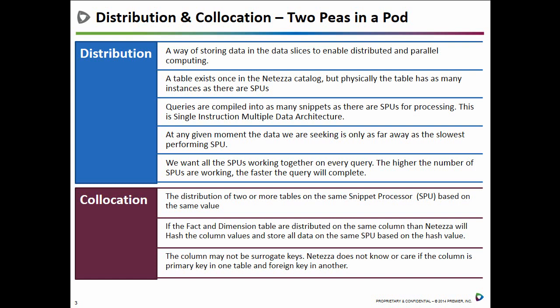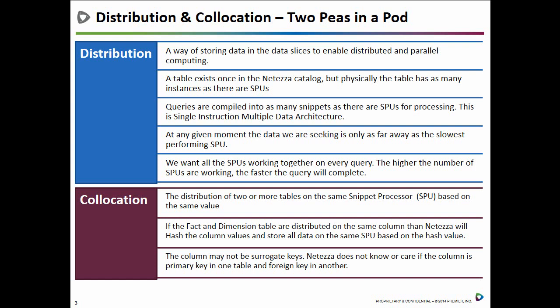So queries are compiled by the Netezza optimizer, or the compiler rather, I'm sorry, the compiler, into as many snippets as there are spools available, or as there are spools on which data is distributed, right? This is your typical Netezza architecture. Single instruction, multiple data architecture is how they refer to it. We want to be cognizant of it because we want to take advantage of as many spools as possible.